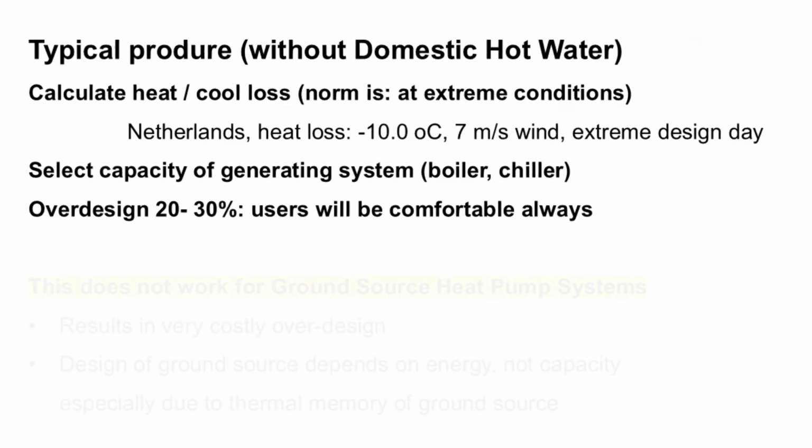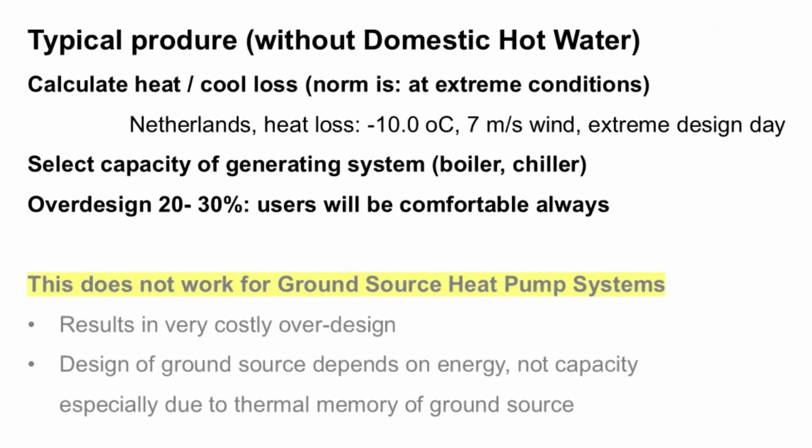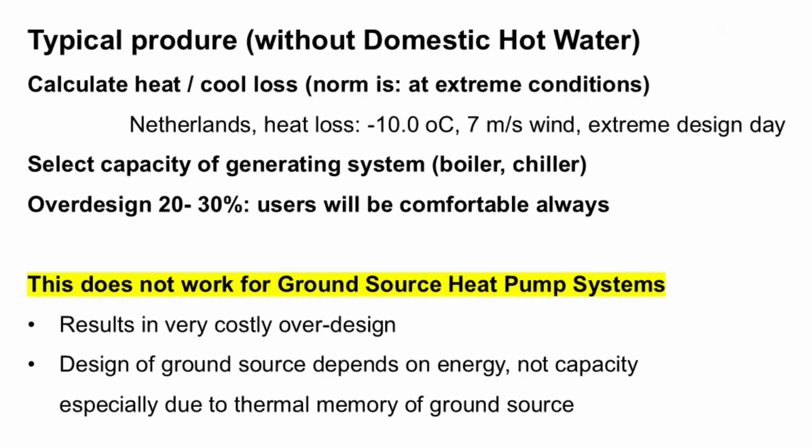For a ground source heat pump system, this approach does not work, and it will result in a very costly over-design. Of course, very often you do not need maximum capacity. It will be very cold only for a few days of the year, and in fact, the extreme conditions only occur once every 5, 10, 20 years.